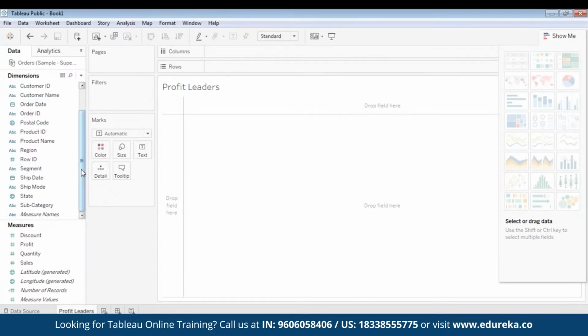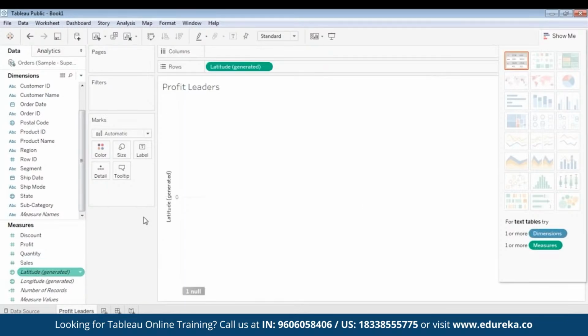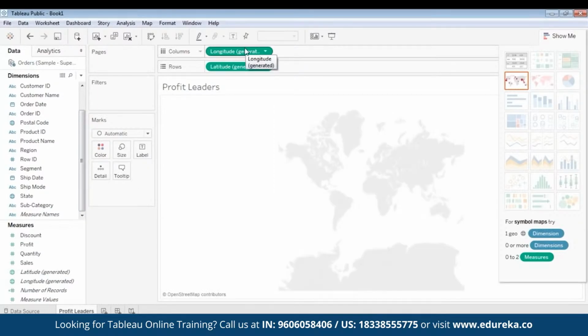Now, as you can see, I have something called longitude and latitude over here, guys, right? So if I double click on latitude, it will automatically come in rows. If I double click on longitude, it will come over here. So you can see by default, it has given me recommended as this one, symbol maps. So since I am having latitude and longitude, symbol map would be the best thing to represent the visualization because everything will be coming on the map, guys, right? So that's why I'll be selecting this representation for this profit leaders sheet, right?